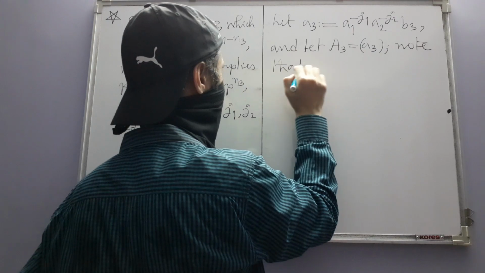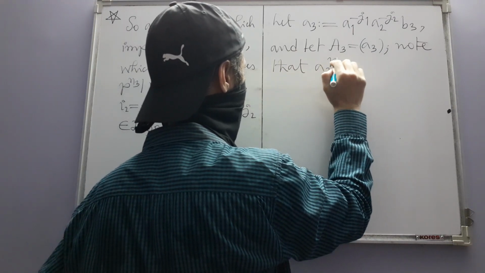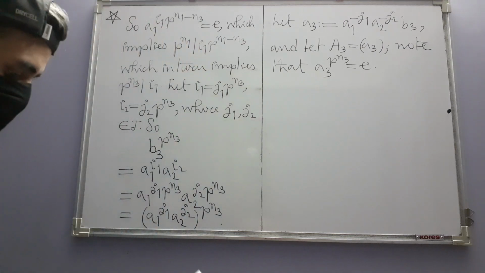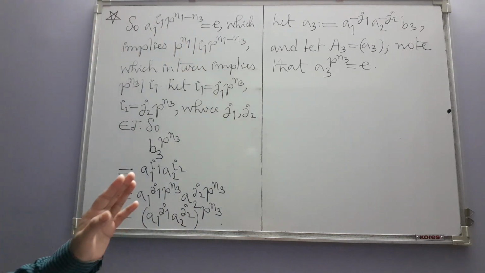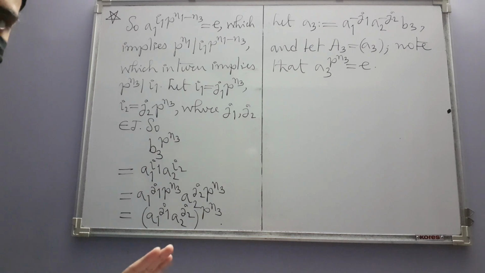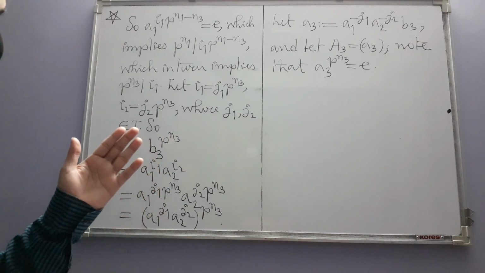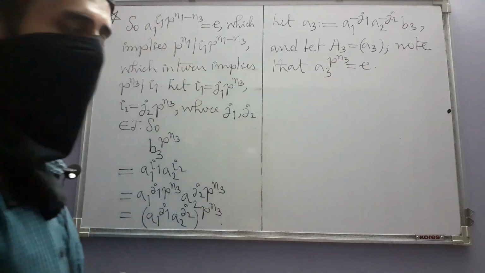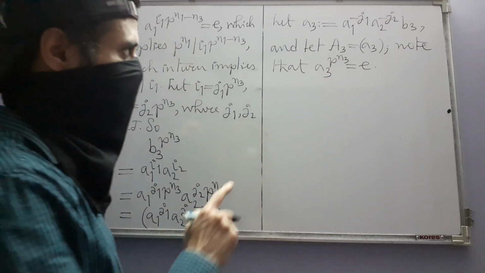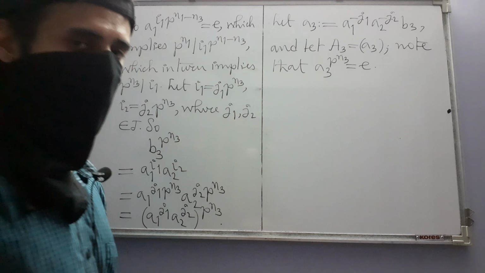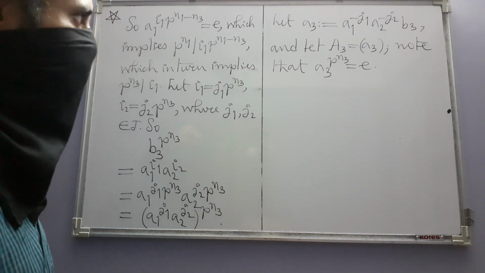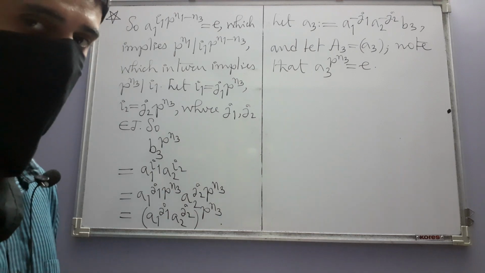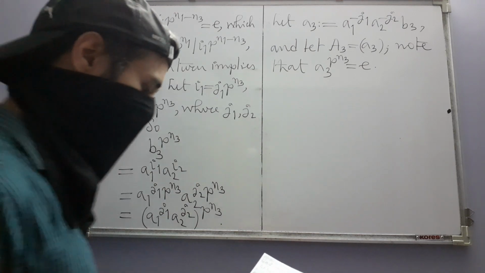Note that this is equal to e. But that is just one thing. This by itself won't tell you that the order of a3 is p to the power n3. It has to be the smallest such number. That also we have to show. So let's suppose that it's not, and then arrive at a contradiction.